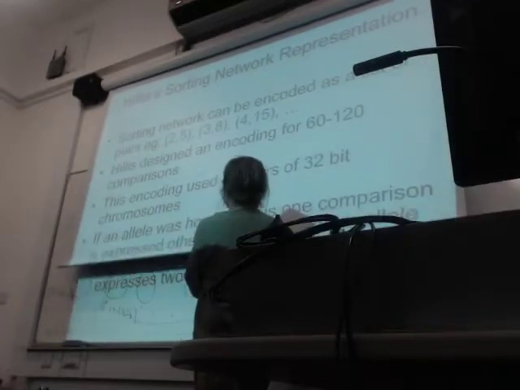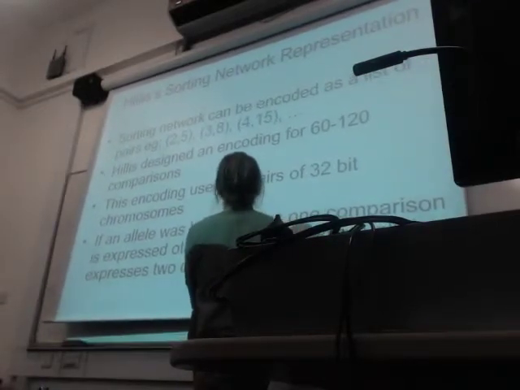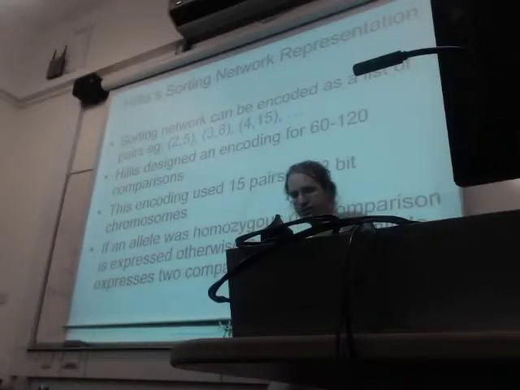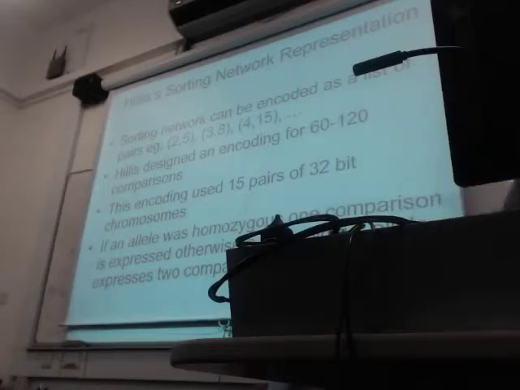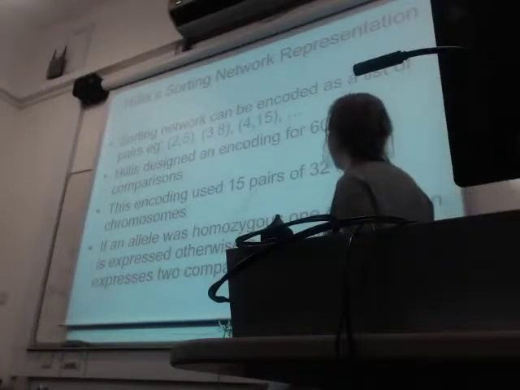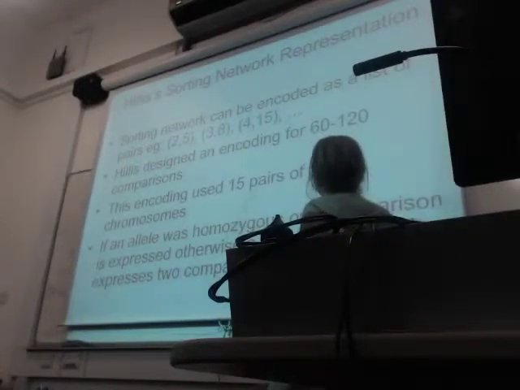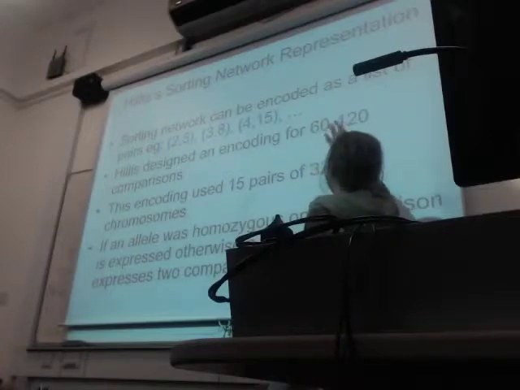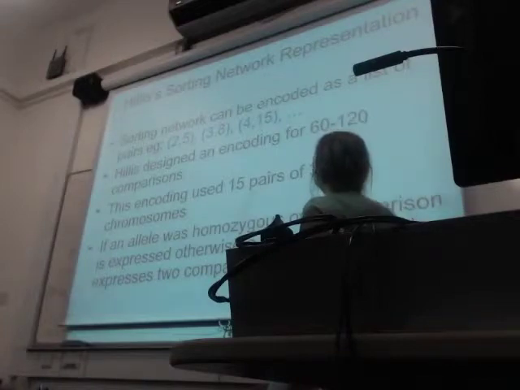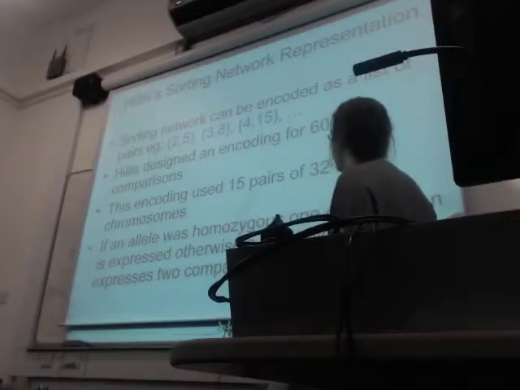So let's see how to first try to evolve things. Okay. We can express a sorting network as a sequence of comparisons. We discussed that before. Hillis designed an encoding which would find sorting networks of size 60 to 120. Unfortunately, he didn't have a chance of beating the record. It might have been when he first did it that the record of 60 wasn't known at that time, but he aimed to try to get close to it.